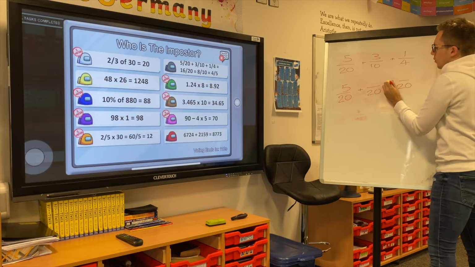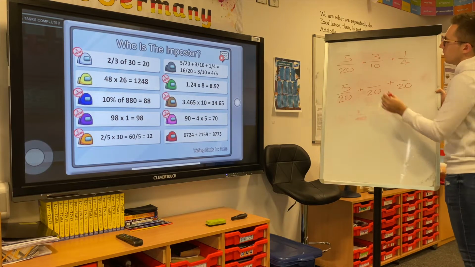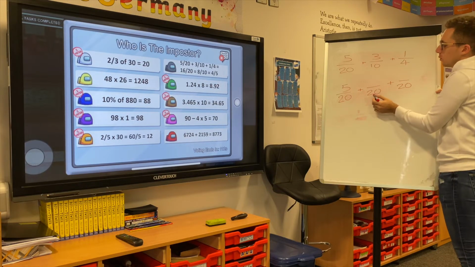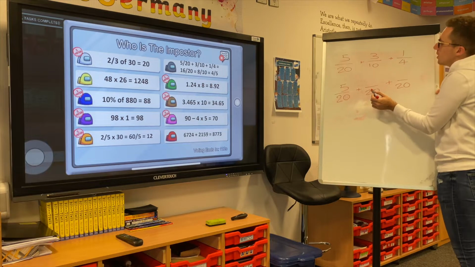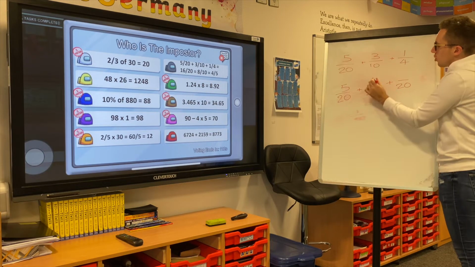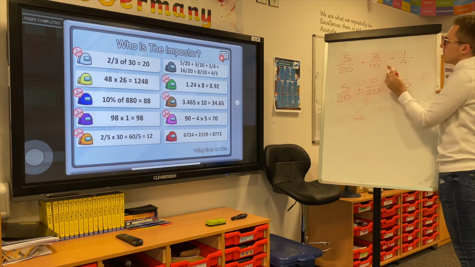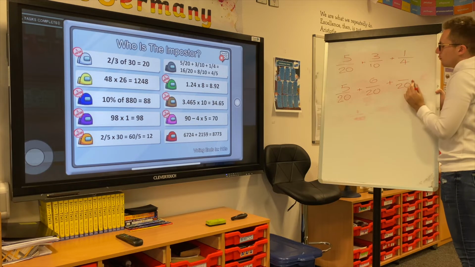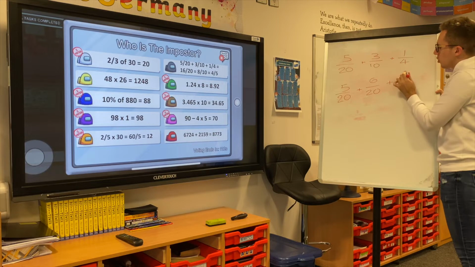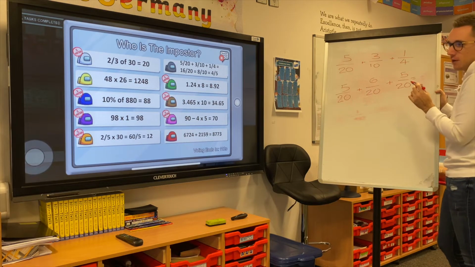into 20ths as well. Now, to get from 10 to 20, we times by 2. What we do to the bottom, we do to the top. On this side, to get from 4 to 20, we times by 5. What we do to the bottom, we do to the top. And now we can add them together.